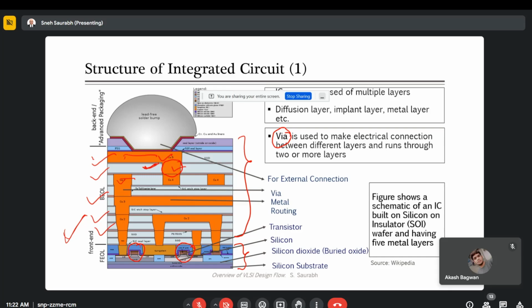So this is how the integrated circuit looks. Now why do we want to understand this structure?